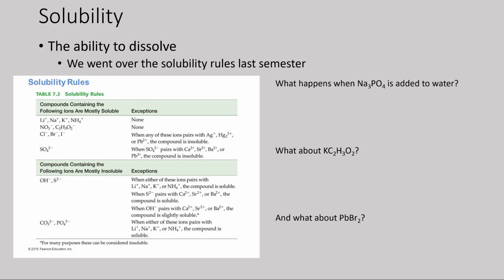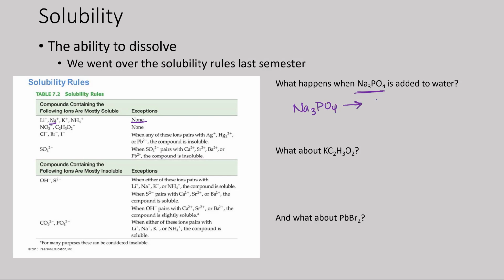Here they are. I don't know if this was the same one that we used, but it's the same content. And so just to remind you what happens when sodium phosphate is added to water, we will look over here. It says compounds containing the following ions are mostly soluble. There are no exceptions, and sodium is right here. So that means that this will dissolve, and this is actually what happens.